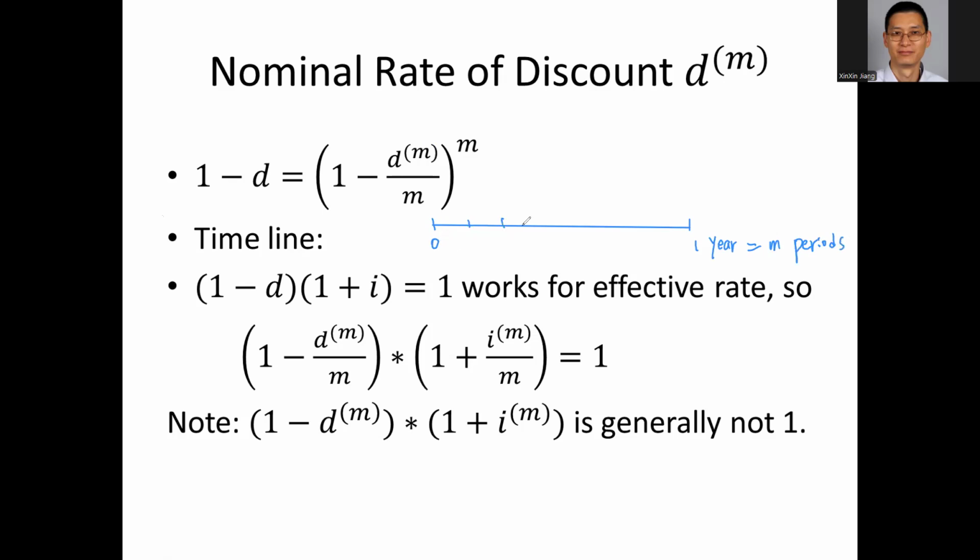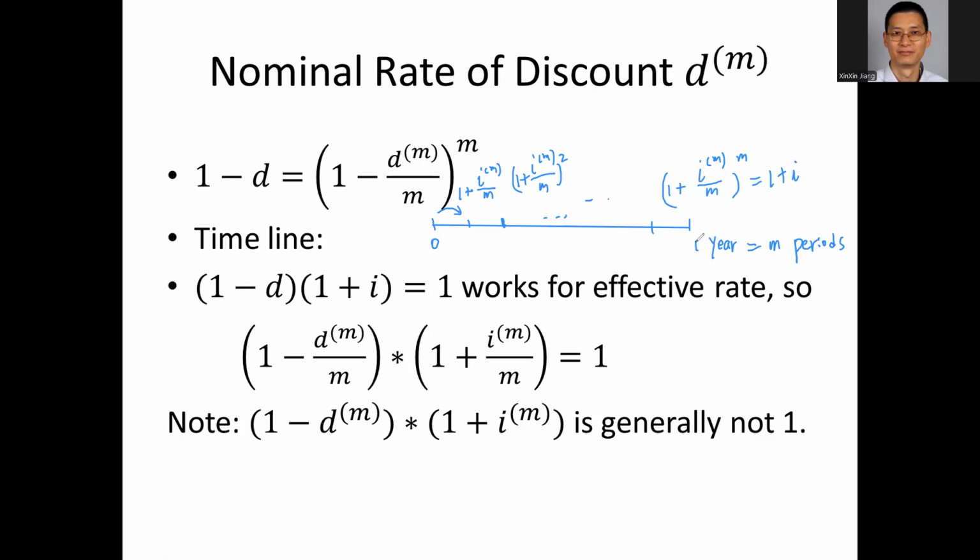That's 1, 2, dot, dot, dot, and then you have m minus 1. Say you have $1 at the beginning, so you would compound it by 1 plus i super m over m. That's how much money you would get at the end of the first time period, and then you squared it, and eventually you would have (1 plus i super m over m) to the m. So this is the money you would have at the end of 1 year, which is 1 plus i.